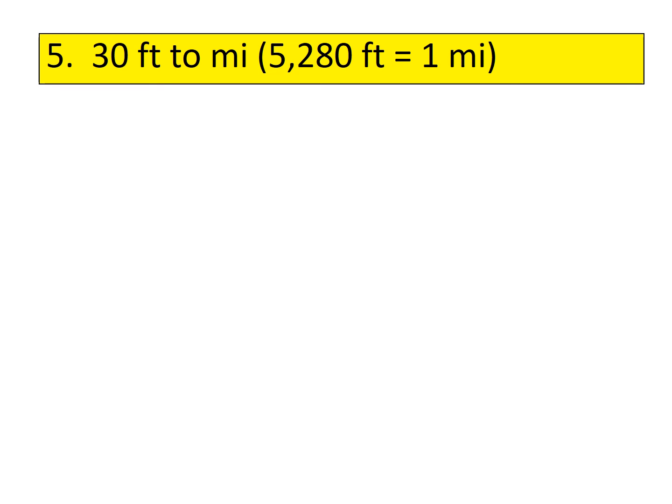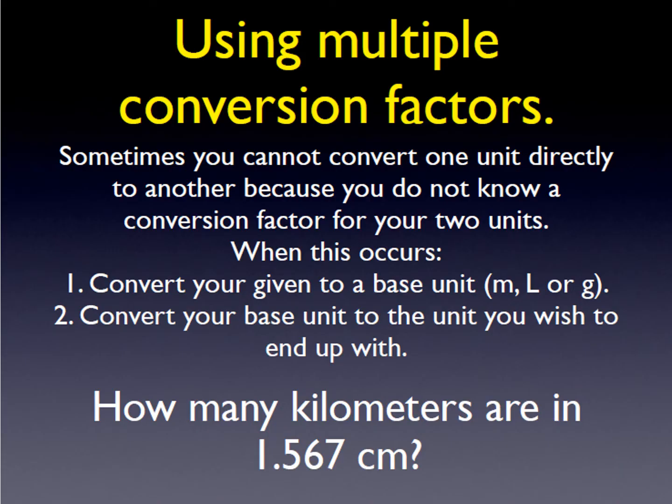So make sure you show all your work, show the steps of you writing your given, your t-chart, the units canceling out, and the final answer. Alright, using multiple conversion factors, basically you're just doing the steps over and over again until you get to the unit you want. So you can't go directly sometimes. Sometimes you have to go from 1 unit to 2 units in this case. So always want to work with units that are similar. So you want to make sure you get to a base unit that you're familiar with, and then convert to the unit you wish to end up with.